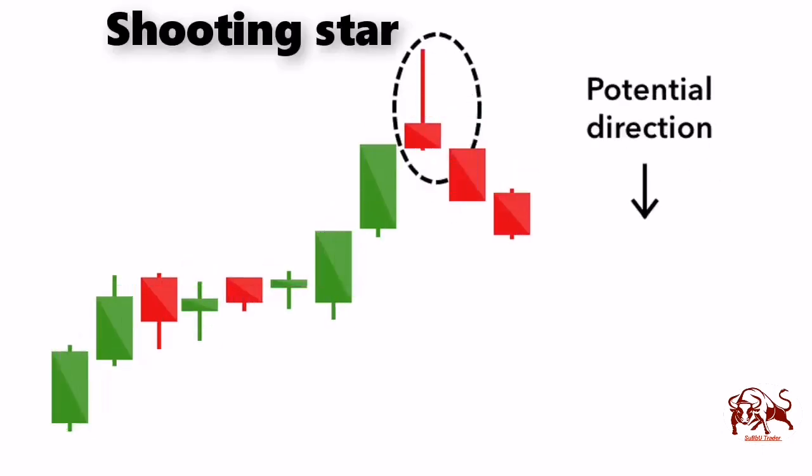Shooting star. The shooting star is the same shape as the inverted hammer, but is formed in an uptrend. It has a small lower body, and a long upper wick.